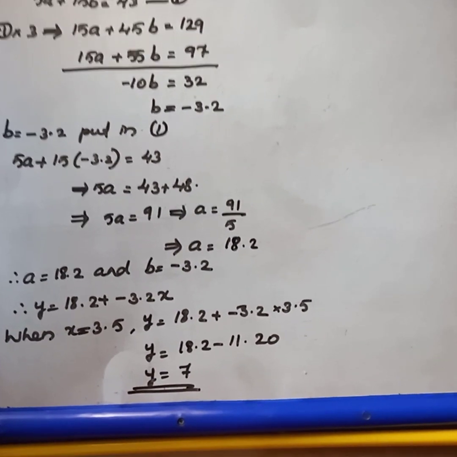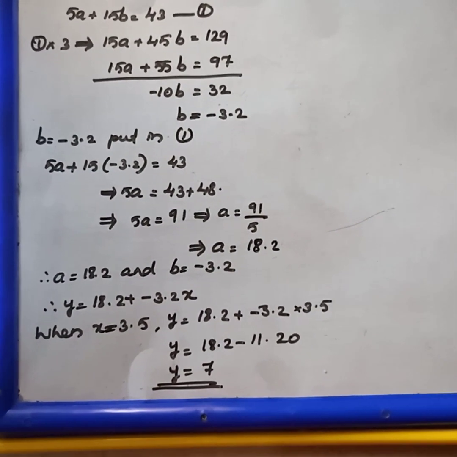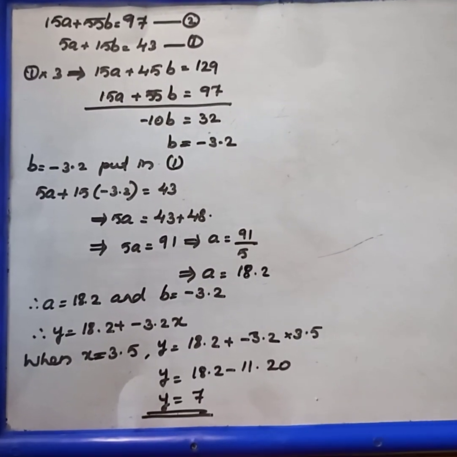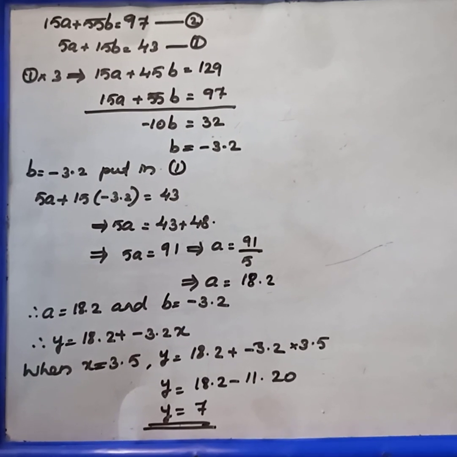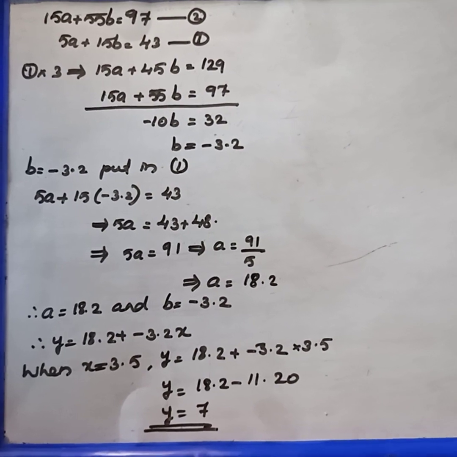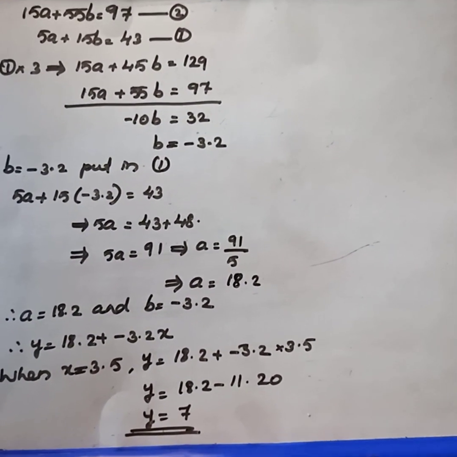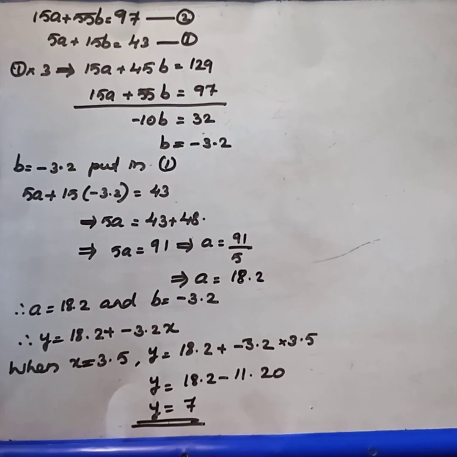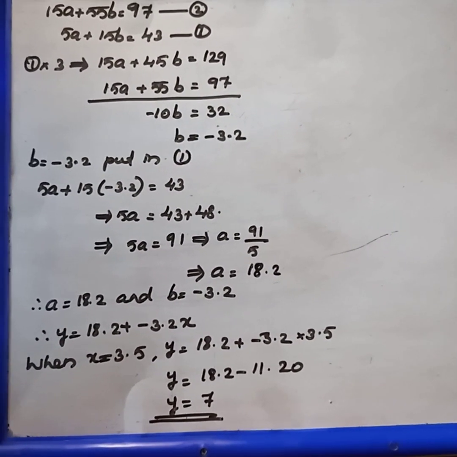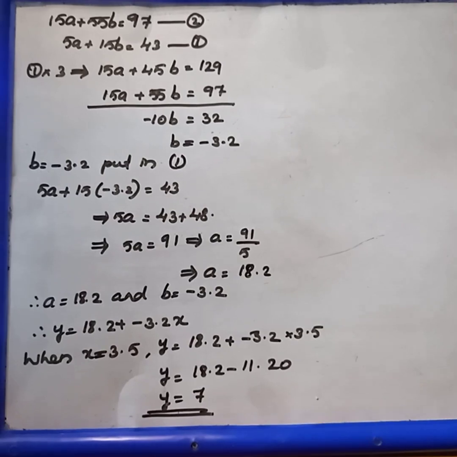The question is to estimate the value of y when x is equal to 3.5. Therefore, when x is equal to 3.5, y is equal to 18.2 plus minus 3.2 into 3.5. That is, y is equal to 18.2 minus 11.20. Therefore y is equal to 7. 7 is the answer.